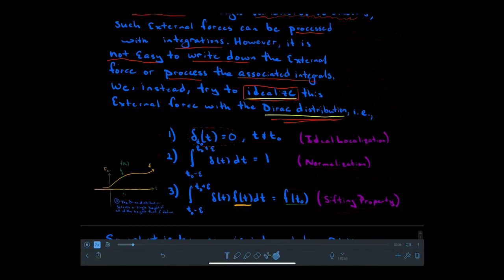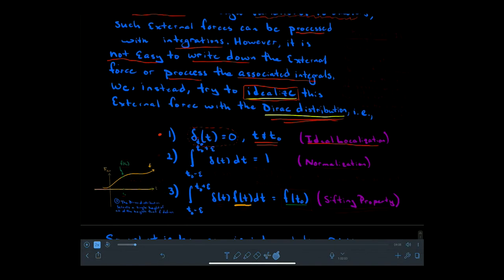And so we want it to have three key properties. The first property is that this function delta, which is going to get a little parameter here, t naught, is going to be zero whenever t is not equal to t naught. So what that means is that I'm going to strongly localize the pulse to just one instantaneous moment in time. And that is something that we call ideal localization in time in this case.